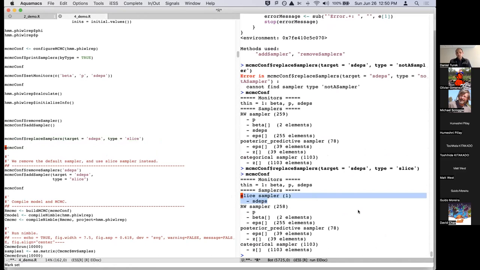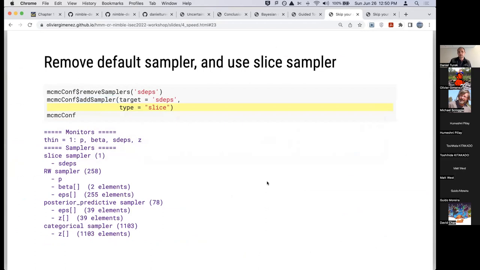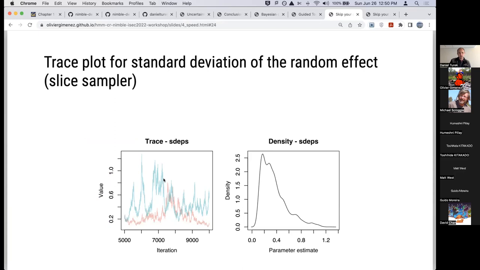Slice sampling, if you're not familiar with it, is an invention of Radford Neal, if you know him, University of Toronto. It's a more computationally intensive algorithm, which generally has better mixing. So we apply that to the standard deviation of the random effects. And indeed, it improves somewhat. After an initial burn-in period, we do get slightly better mixing behavior via slice sampling.